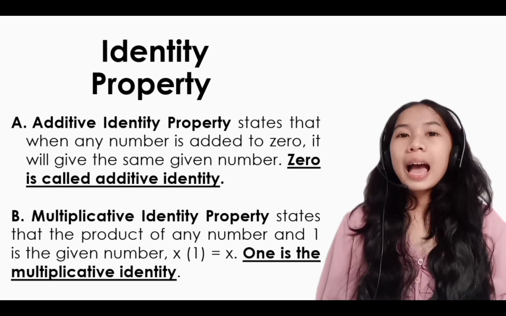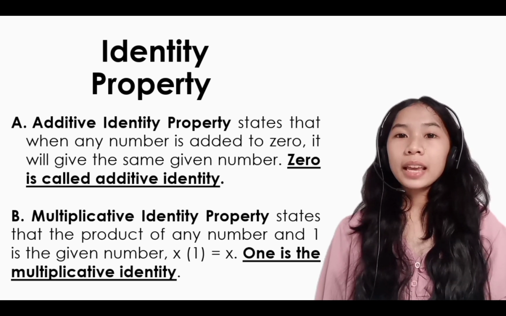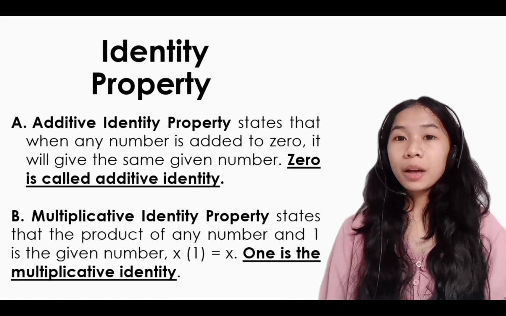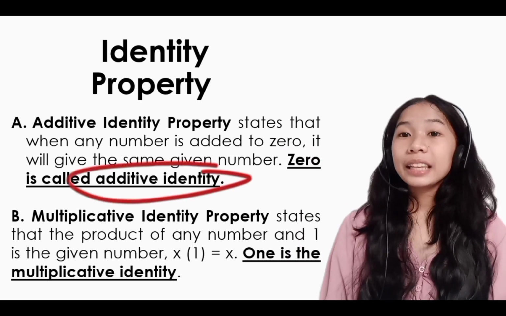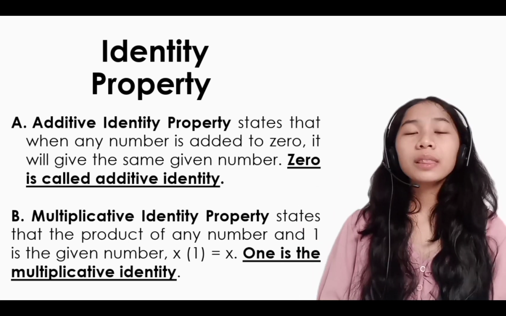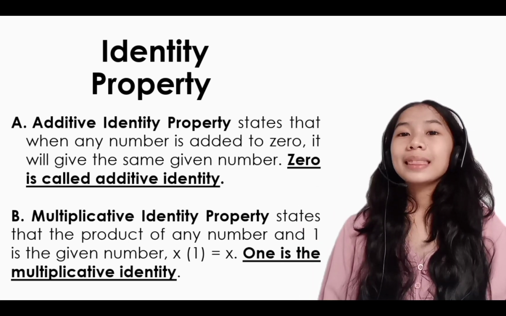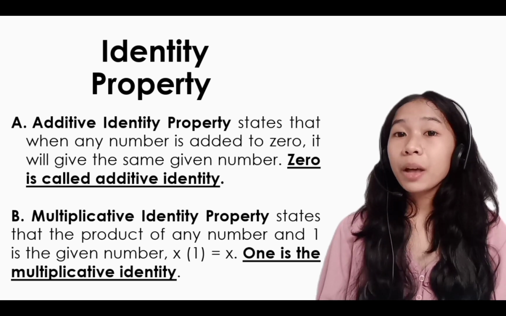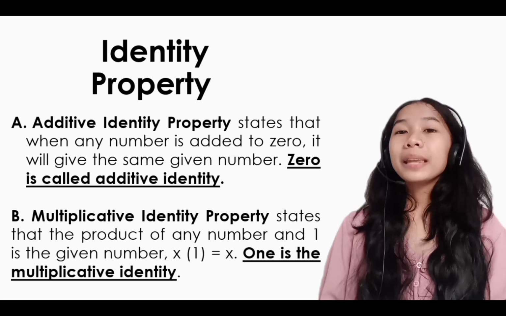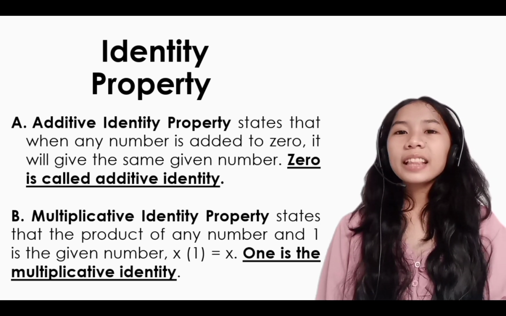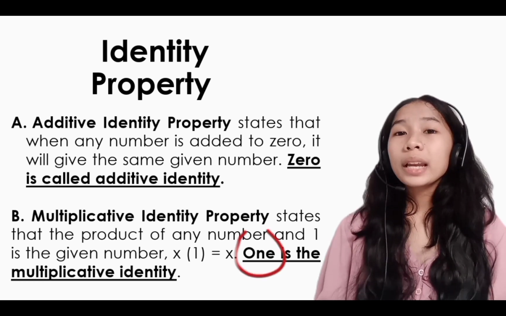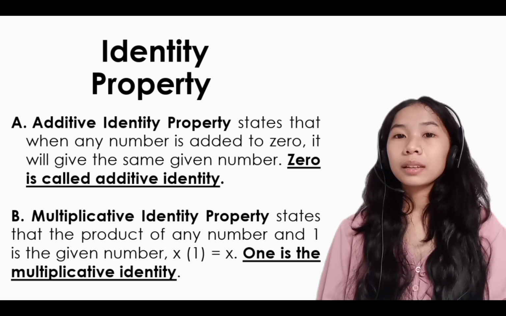Identity property. Additive identity property states that when any number is added to 0, it will give the same given number. 0 is called the additive identity. Remember, when you add 0 to any real number, the order that you use doesn't matter, the result will be the same number. Multiplicative identity property states that the product of any number and 1 is the given number. 1 is the multiplicative identity. Examples.